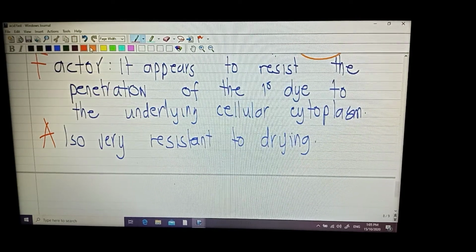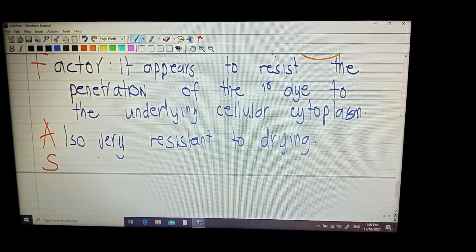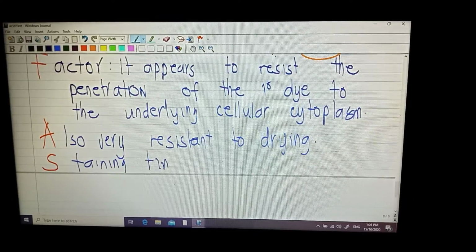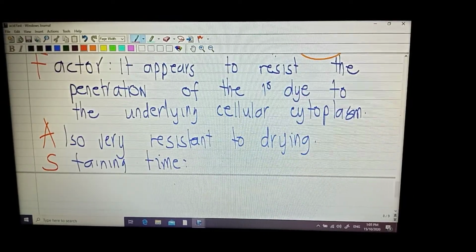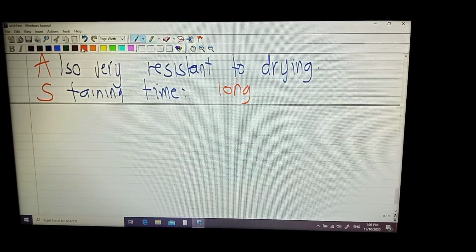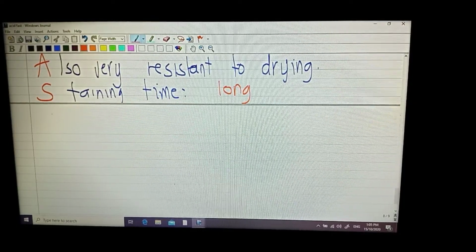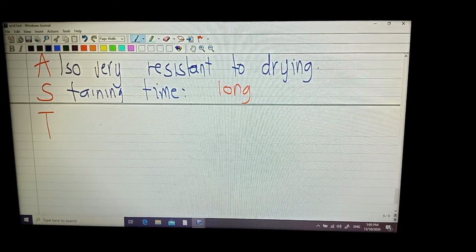Because they contain a substantial amount of lipid, they are difficult to stain, they resist the penetration of the primary dye to the cytoplasm, and they are very resistant to drying. That is the reason why staining takes too long sa proseso ng acid-fast. Staining time is long. Remember your acid-fast mnemonic para madali.